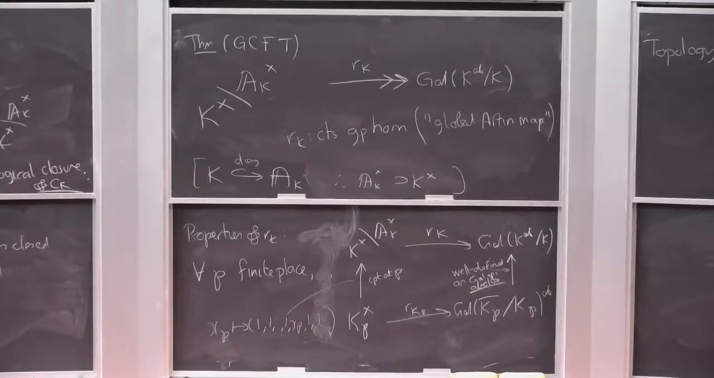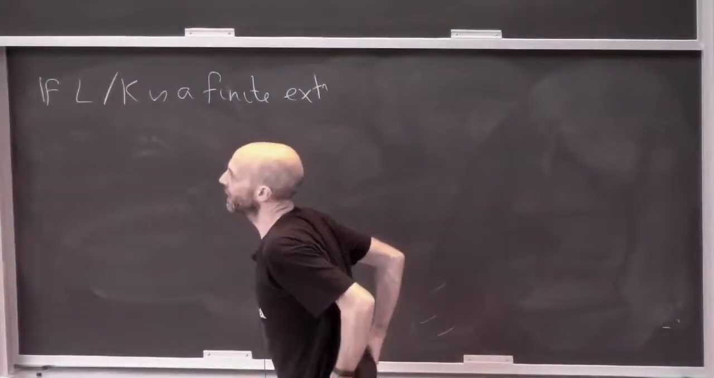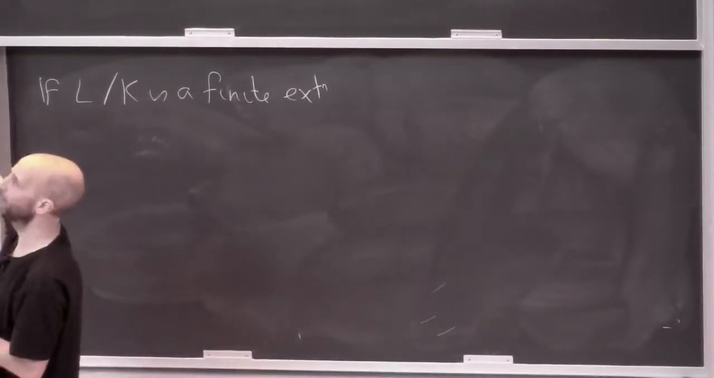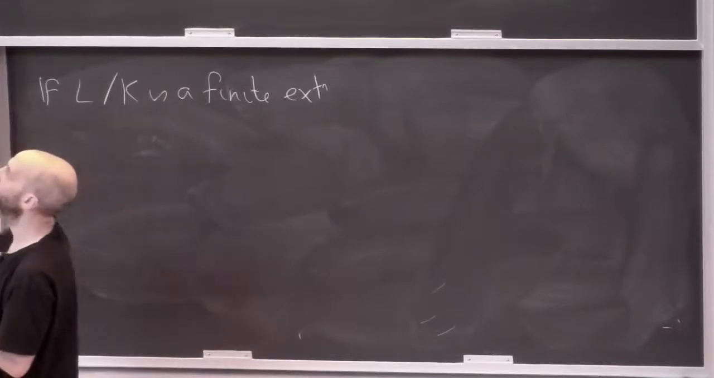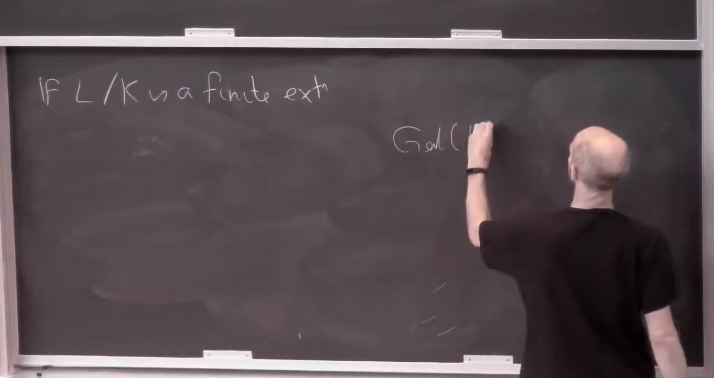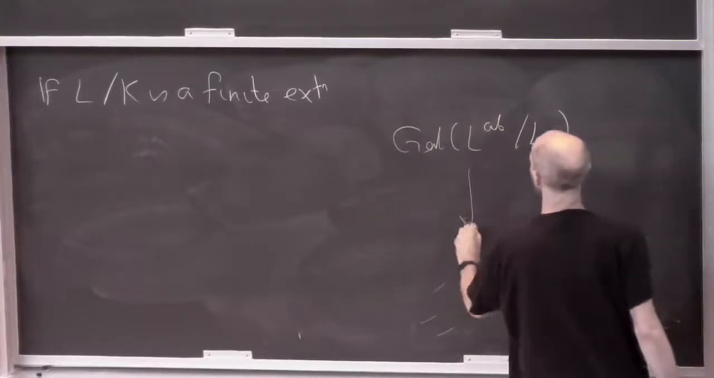I won't bore you with all the details, but I think I should just say something about finite extensions. So the thing I have written down here is, if L over K is finite, then just as in the local case, Gal(L-bar/L) is a subgroup of Gal(K-bar/K). So there's an obvious map from Gal(L-bar/L) to Gal(K-bar/K). And now we apply the ab functor, and we get a map from Gal(L^ab/L) to Gal(K^ab/K).